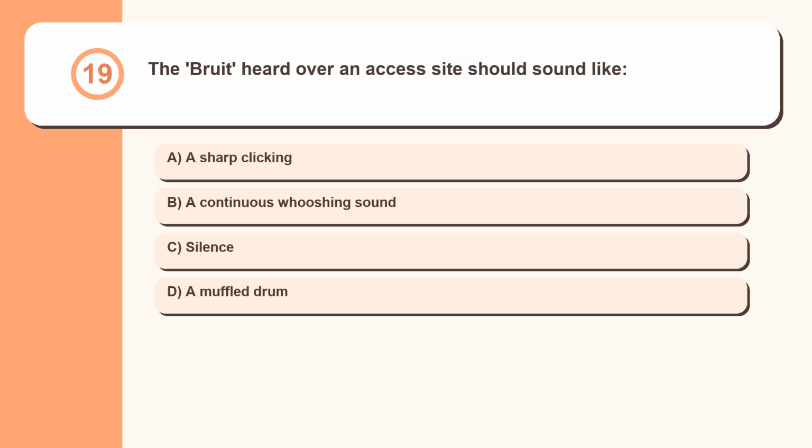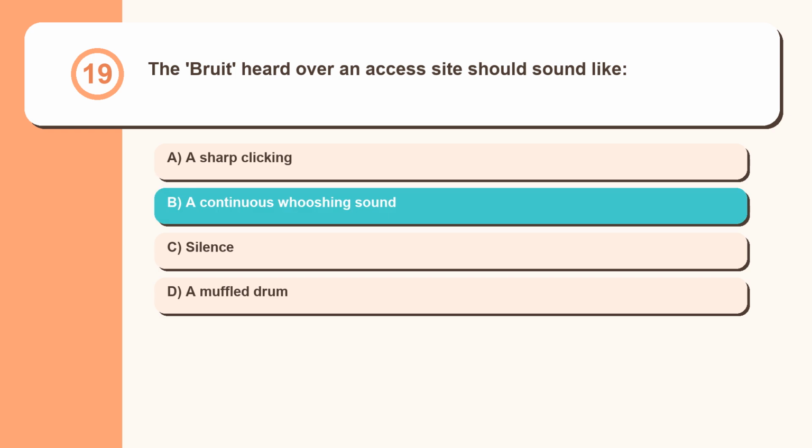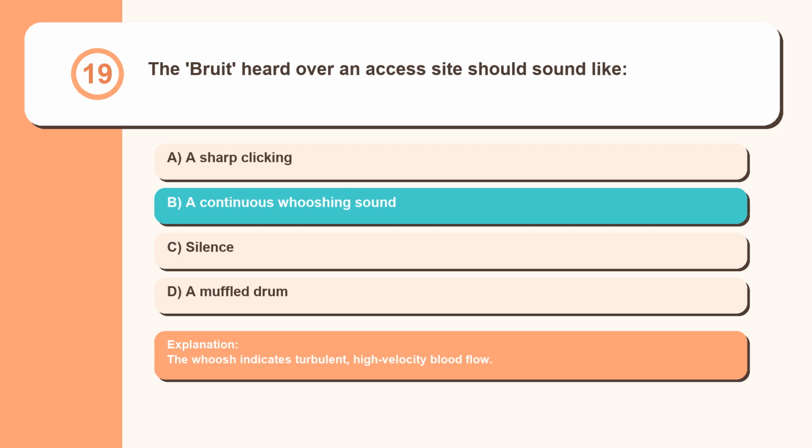Question 19. The bruit heard over an access site should sound like a sharp clicking, a continuous whooshing sound, silence, a muffled drum. The whoosh indicates turbulent, high-velocity blood flow.